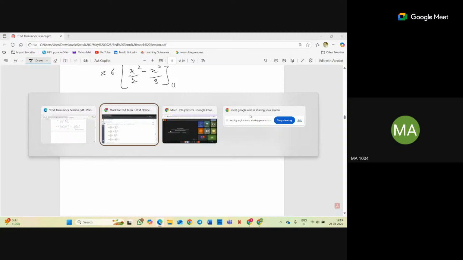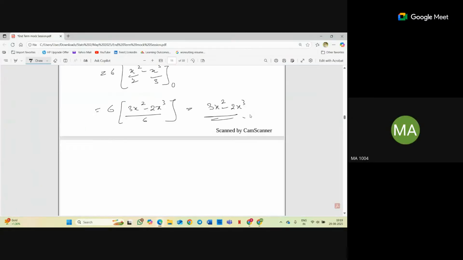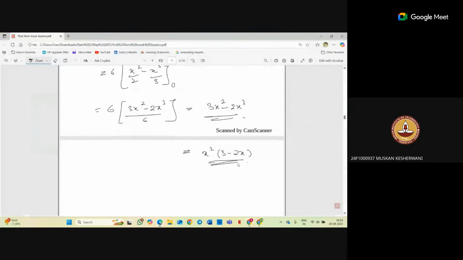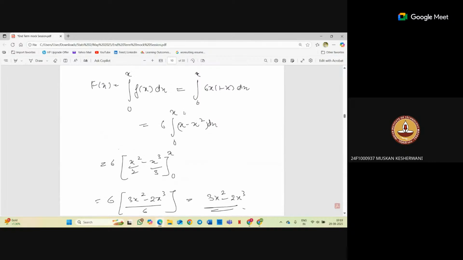Yes, ma'am. So I can take common x squared, 3 minus 2x. Ma'am, please scroll down. Scroll up or down? Down.